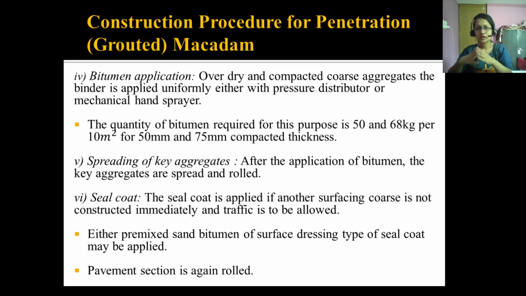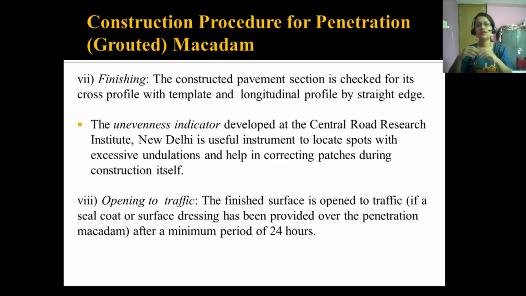Then a seal coat is applied if another surfacing course is not constructed immediately and the traffic is to be allowed. Either the premix sand bitumen or surface dressing type of seal coat may be applied, and the pavement section is again rolled. Then finishing: the constructed pavement section is checked for cross profile with a template and longitudinal profile with a straight edge. The unevenness indicator developed by the Central Road Research Institute, New Delhi, is a very useful instrument to locate spots with excessive undulations and help in correcting the patches during construction itself.